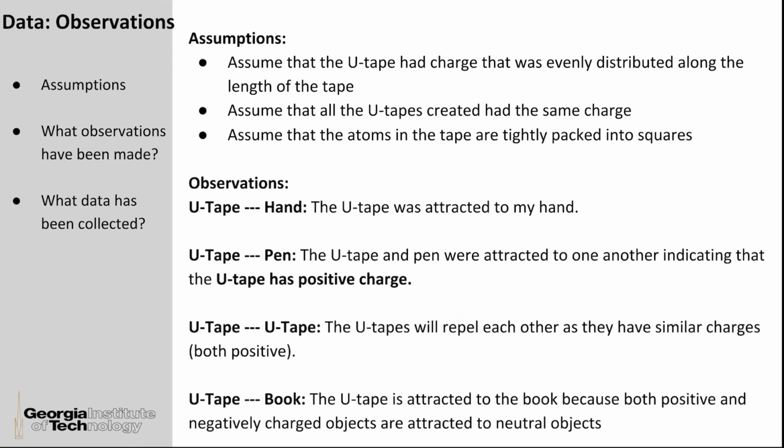Lastly, when the charged U-tape was placed near the neutral book, they were shown to attract each other. This is because positive and negatively charged objects maintain a slight discrepancy in charge in comparison to a neutral object. Therefore, they develop an attraction to one another.